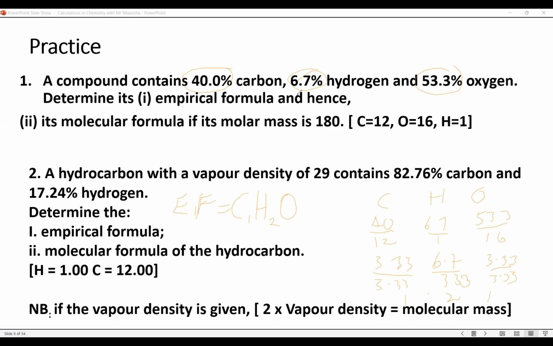Another thing I need to point out is, let's say for example, after you found the mole ratio, I now discover that this is 1:2.5:1. So will I approximate this 2.5?